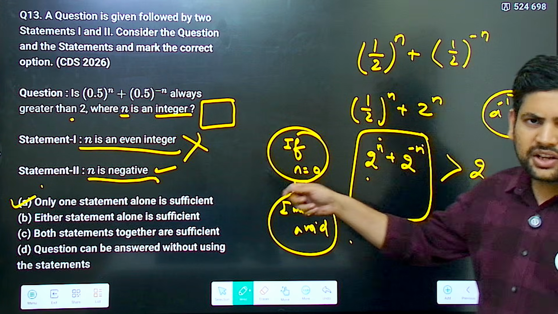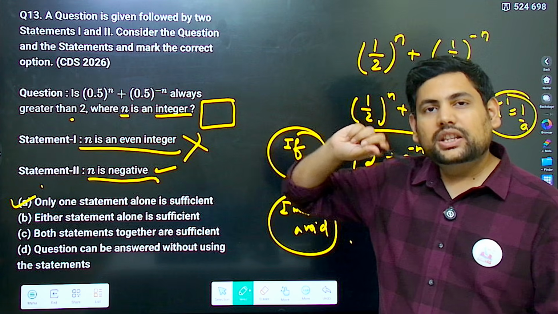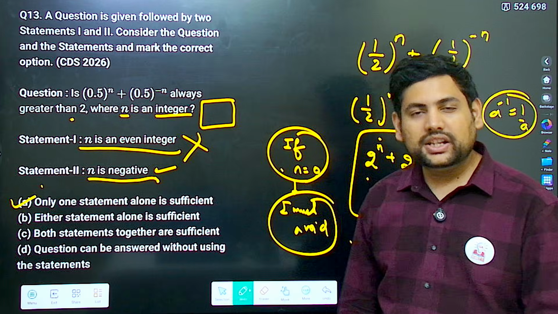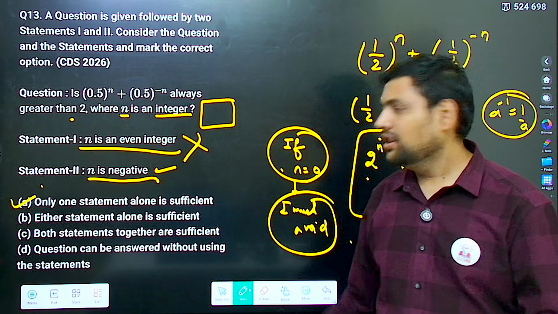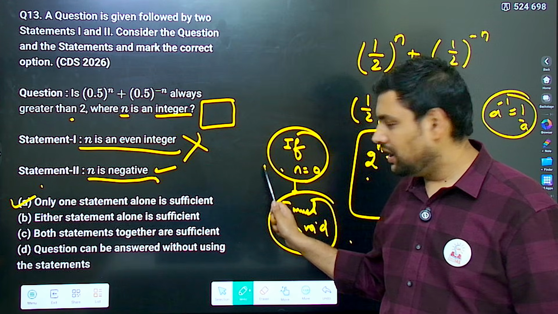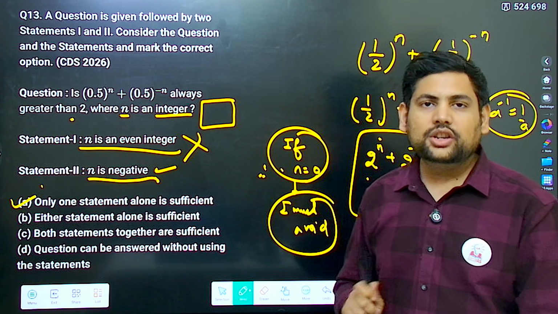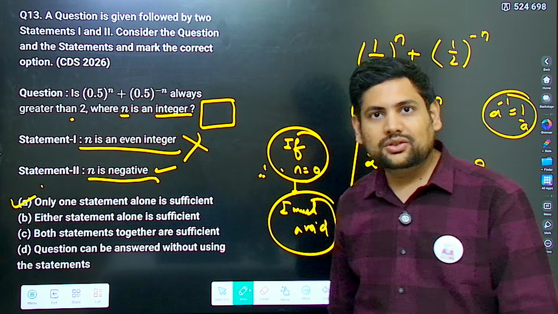Whenever you have power of something, the limiting case usually lies around n equal to 0. Always check it. They have given similar questions in 24, 25 and 2020 where you had to check for n equal to 0, or you had to eliminate cases that have n equal to 0.